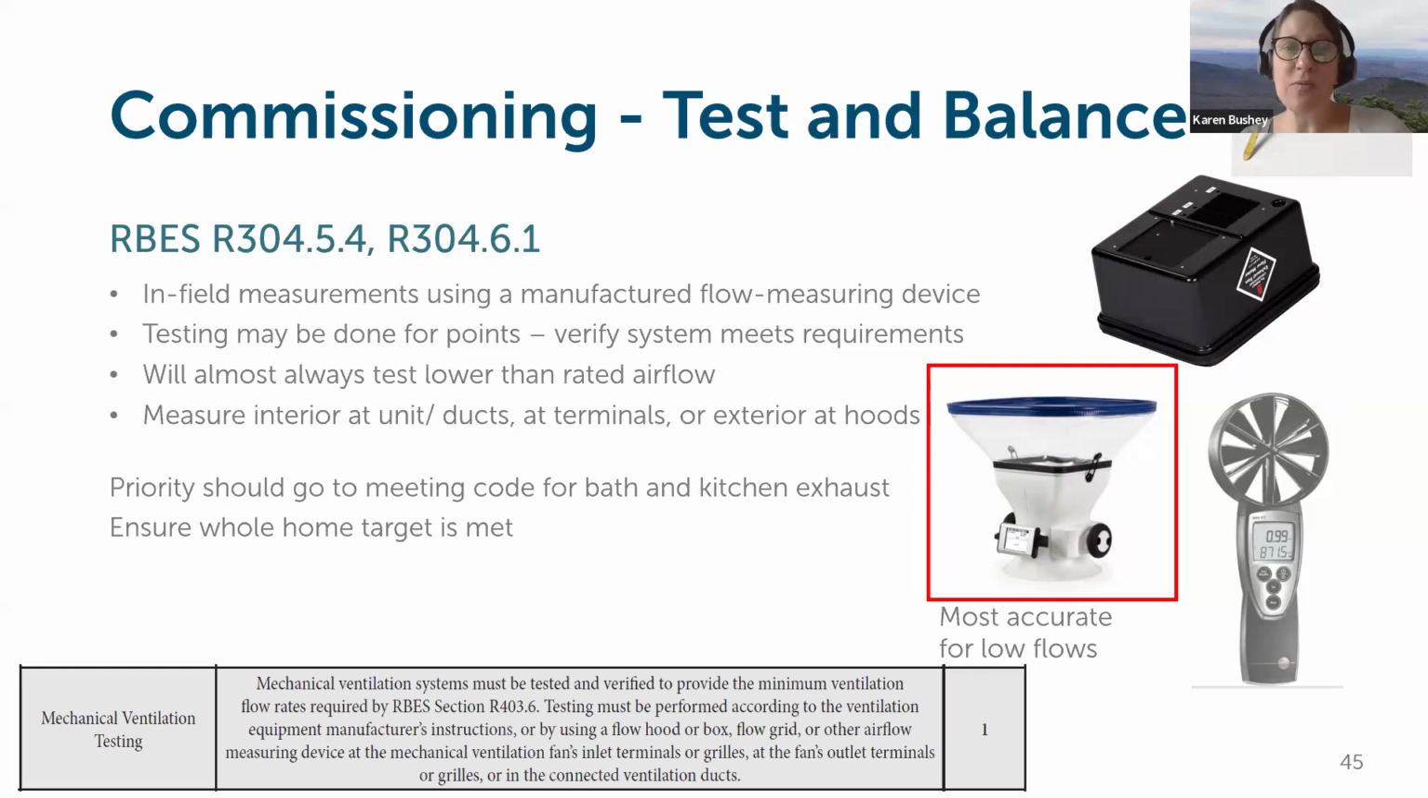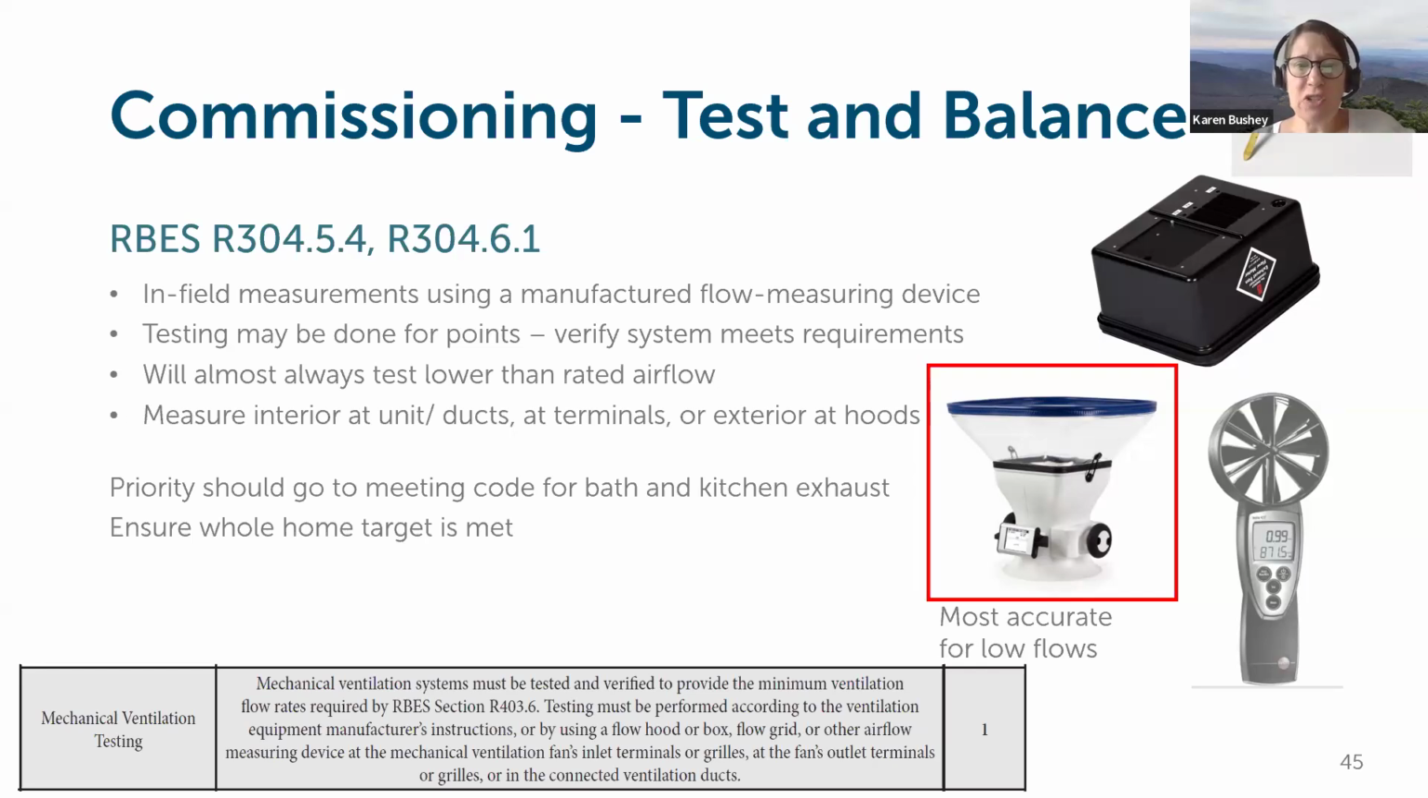Probably the least expensive would be this black box like we're showing here, which you would connect a manometer to. You can either test at the exterior intake and exhaust, or at the unit itself if it has ports for testing, or you could put your own locations in the duct to use a static pressure probe to test the airflow with a manometer.